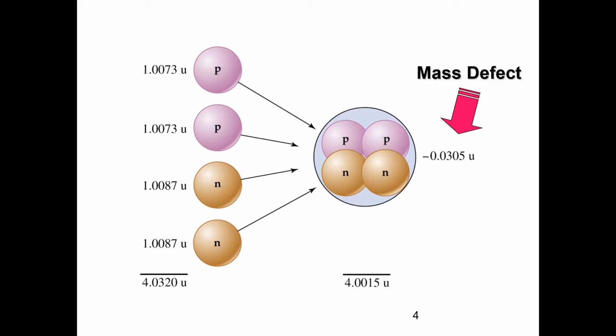But if you actually take the mass of the helium nucleus, it is 4.0015 atomic mass units. The whole is less than the sum of its parts by 0.0305 atomic mass units. This difference is called the mass defect. What is this mass defect? It's the energy holding the nucleus together, the binding energy.